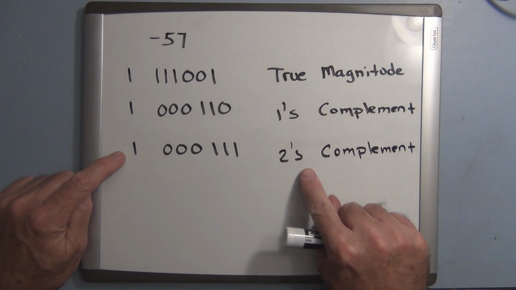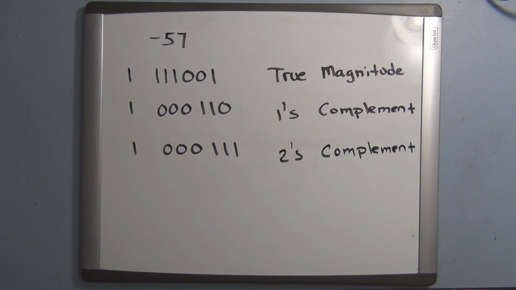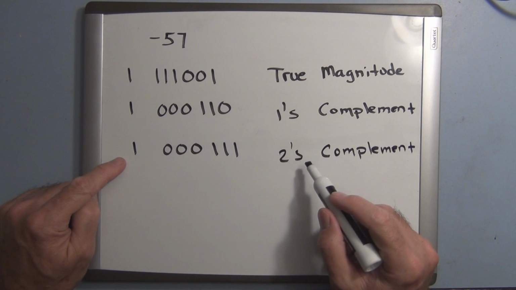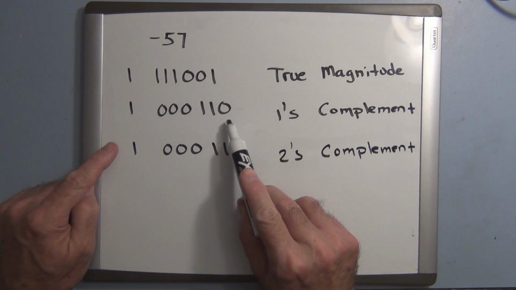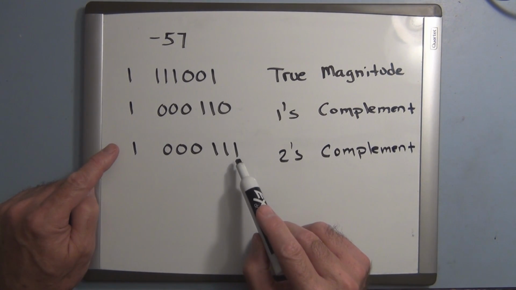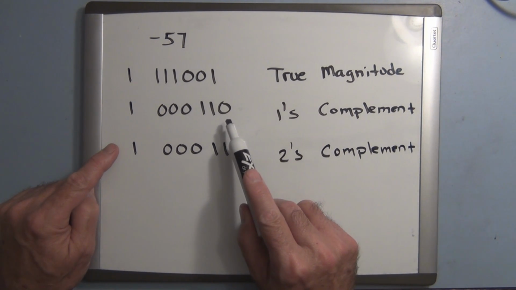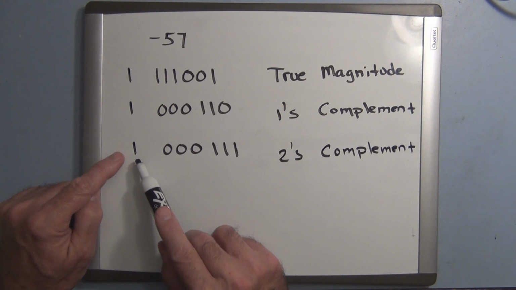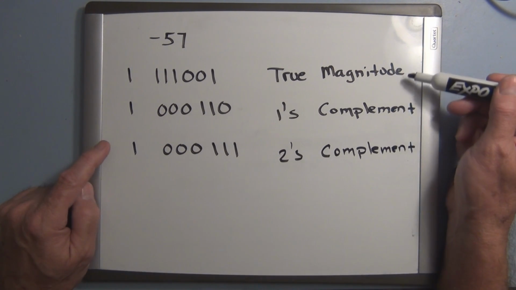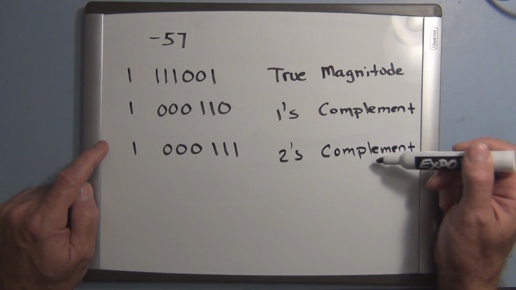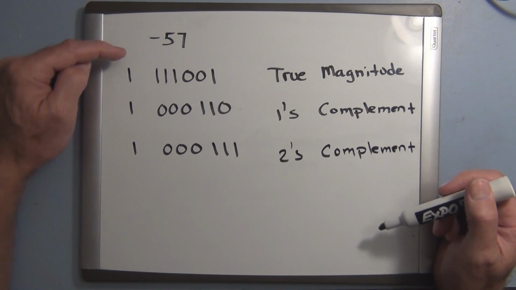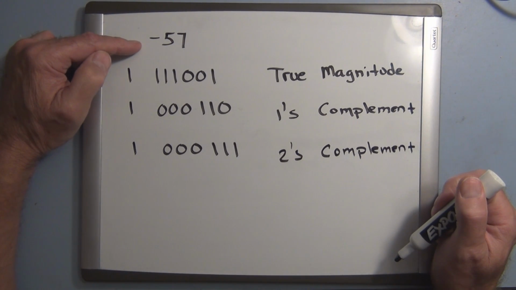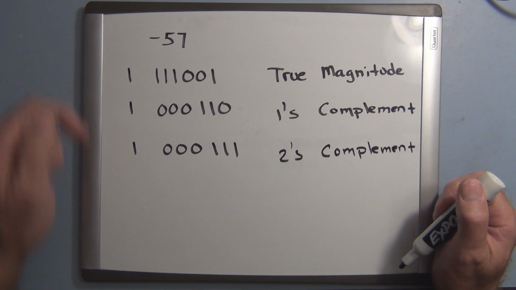And last we have the 2's complement, where to get to the 2's complement, we have the 1's complement, and then we just add a 1 to the least significant bit position. And we still have the 1 in the sign bit indicating a negative number. So we have the true magnitude, the 1's complement, and the 2's complement form of the number minus 57.